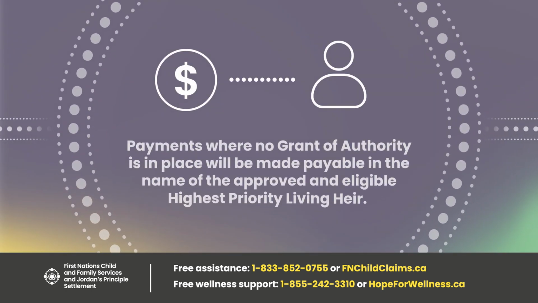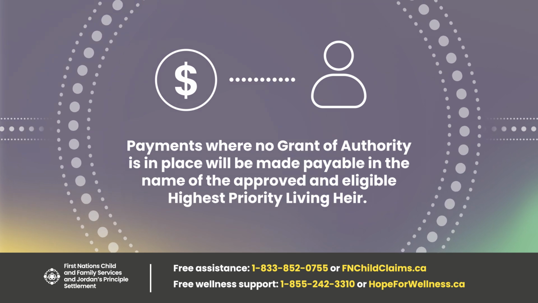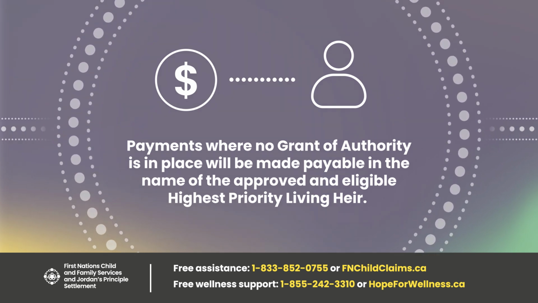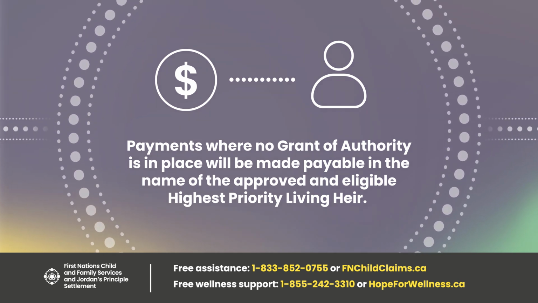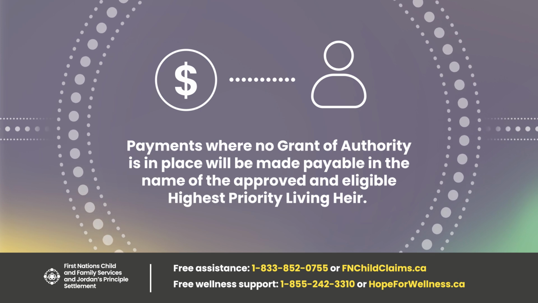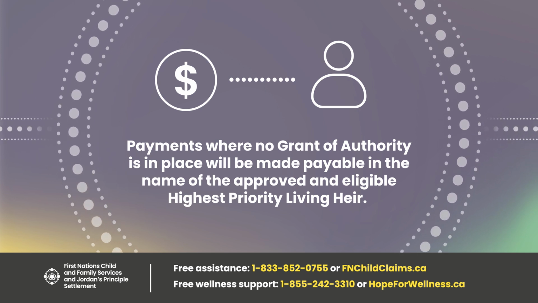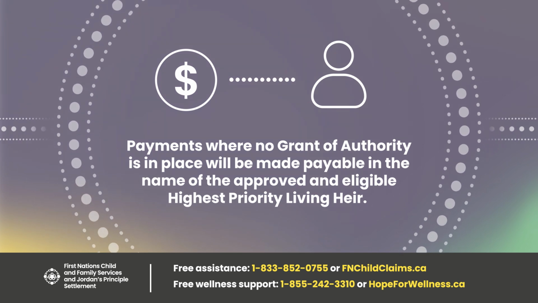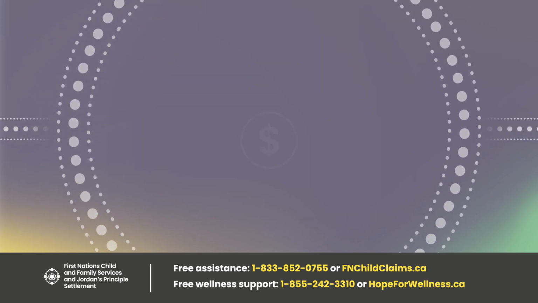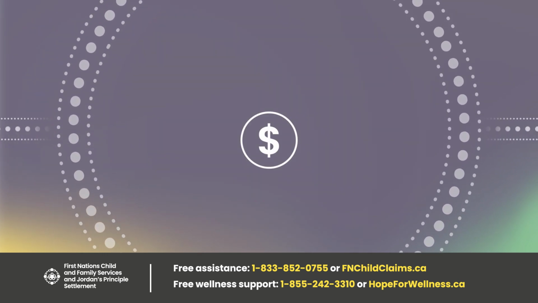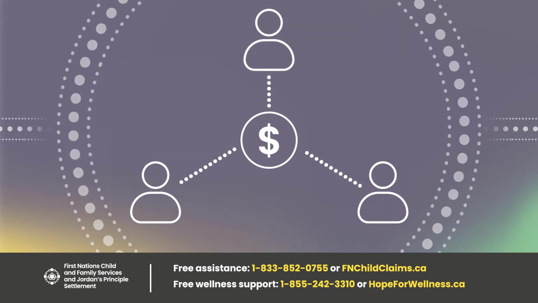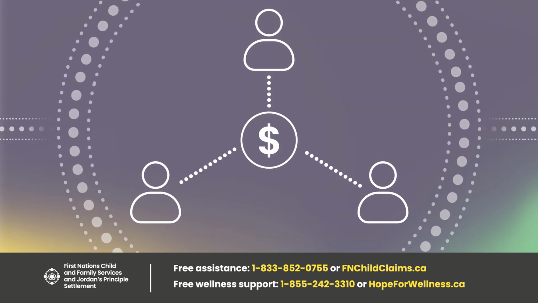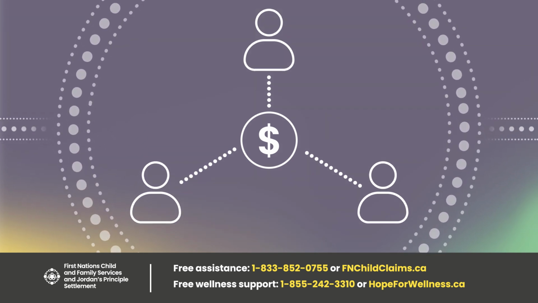And it's important to note that compensation for an eligible deceased removed child class member where no grant of authority is in place will be made payable in the name of the approved and eligible highest priority living heir. If there is more than one approved and eligible highest priority living heir, compensation may be split equally amongst those heirs.